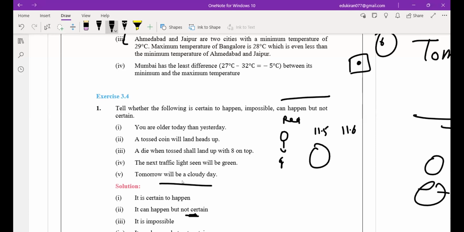Tomorrow will be a cloudy day, Tashin? Yes, ma'am. For me, it will be rainy. No, I'm asking you the answer. Tomorrow will be a cloudy day. Sorry, ma'am. Yes, it is possible. If it's a sunny day, then there are some possibilities. But if it's a cloudy day today, then it might be tomorrow as well. So which one will you choose? Can happen but not certain. Right? Yeah.